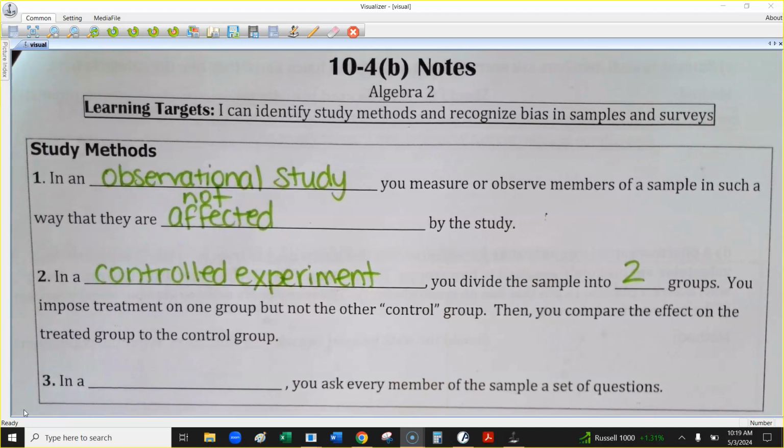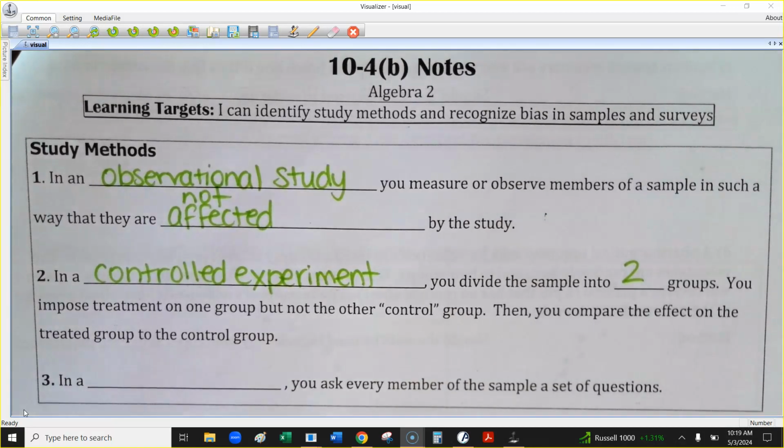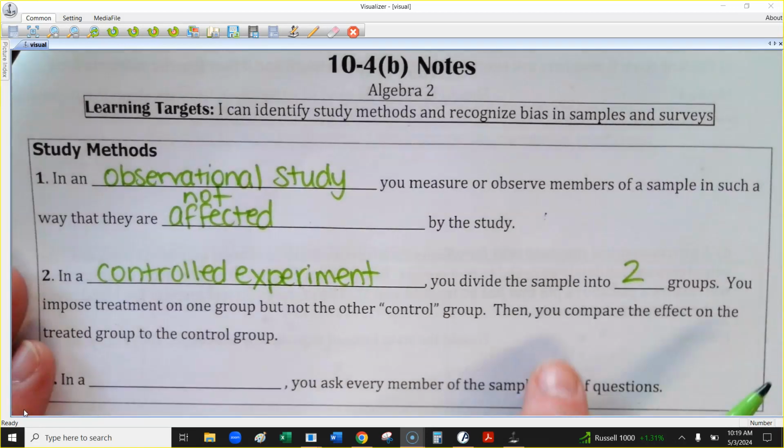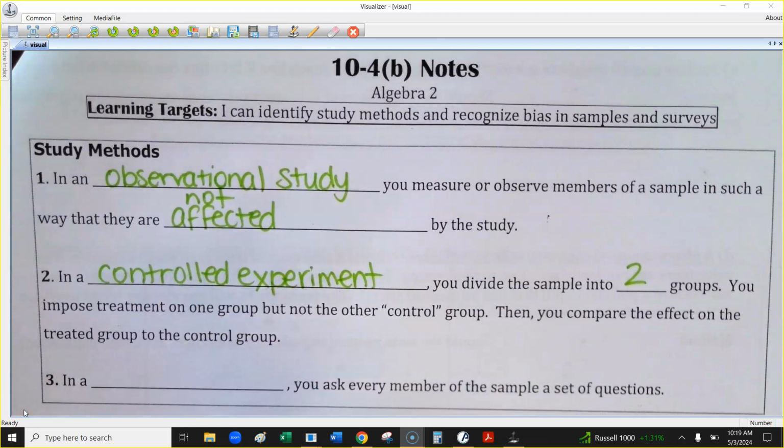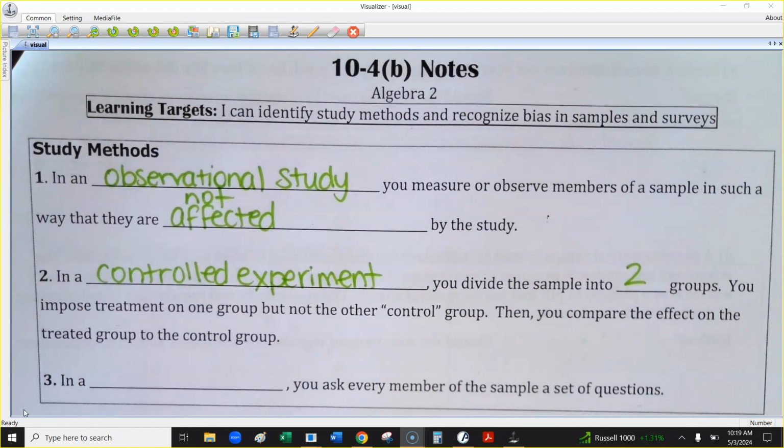Like a lot of times they'll do this when they test a new drug. They'll give half the people the drug and half the people they'll give a sugar pill. So they don't know which one is which. That's going to be a controlled experiment. So test to see the effects. Then you compare the 2 groups. You compare the control group to the group that you gave the medication or whatever it is you're testing.